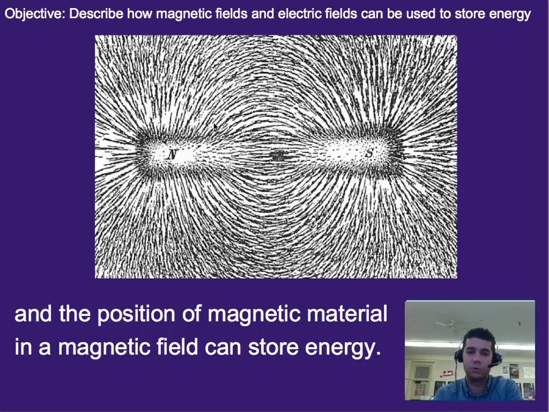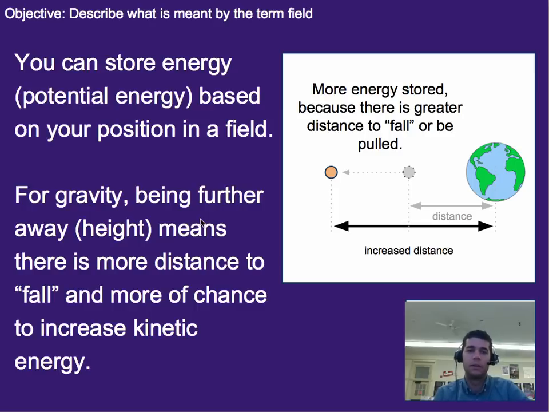And the same thing goes for the position of magnetic material in a magnetic field. So if we put something, let's say right here, that's a magnet, we can store energy because it's going to be attracted or repelled by this end of the magnet, and as a result, its position is allowing it to maintain some energy level that could in the future be released.